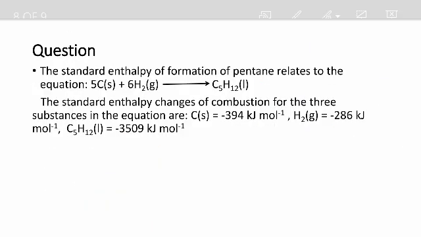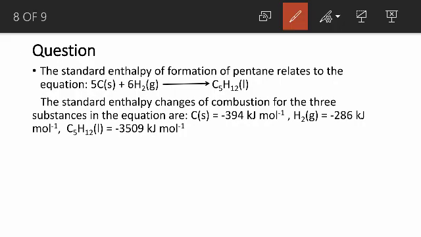Now let's see another question here. We are given that the standard enthalpy of formation of pentane relates to the following. You have 5 C, 5 carbon reacting with 6 H2, giving us C5H12. The standard enthalpy changes of combustion for the three substances in the equation are given: carbon is this, hydrogen is this, and that.